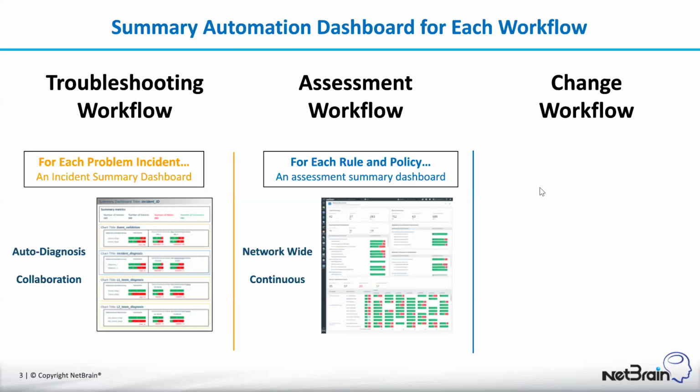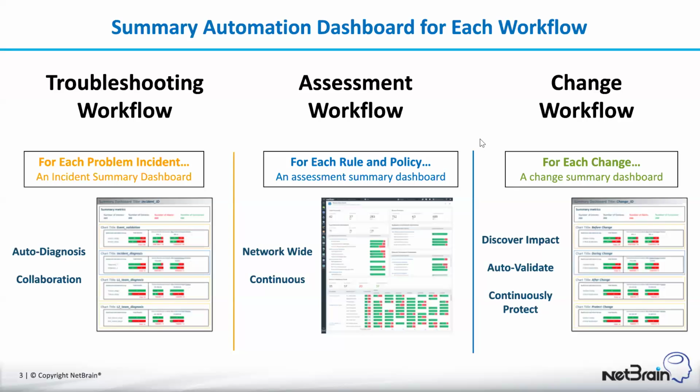And then change. For each change, again, we can have a nice dashboard that shows us before, during, and after the change. This allows us to discover and understand potential risks and impacts that are important to this change. We can auto-validate that the change went into place, making sure the change went in and validating that there was no unintended impact or consequences. Also, we can continuously protect our change by turning some of these checks into continuous assessments going forward.